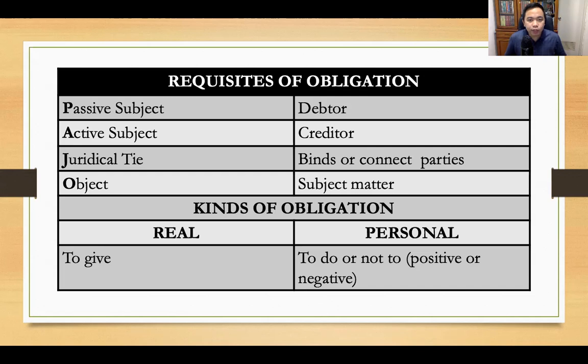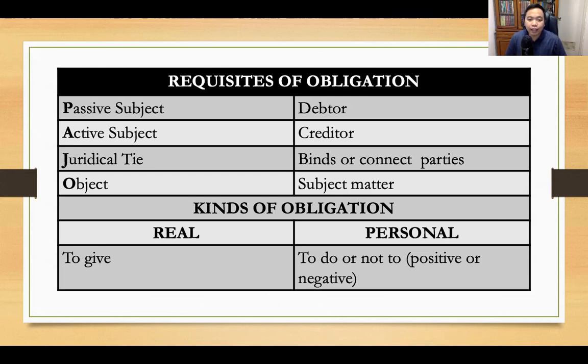Now, the third requisite of an obligation is the juridical tie. The juridical tie is what binds or connects the parties. This is the legal relationship between the parties. What connects the parties together is what we call the juridical tie. Then the fourth requisite of an obligation is the object. The object is the subject matter in an obligation.